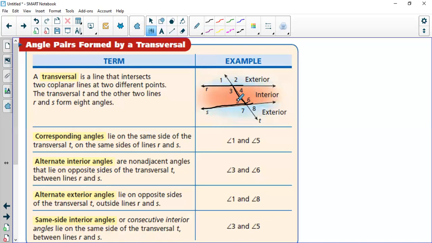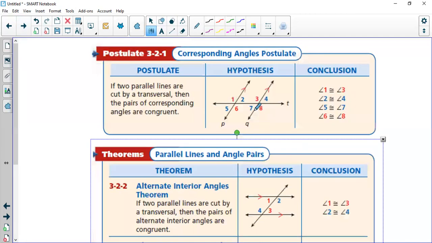What's special about both of them? If you add both these angles, they must add up to 180 degrees. This is the speciality of the same-sided interior angles. Other than that, corresponding angles are equal, all alternate interior angles are equal, and all alternate exterior angles are equal. So let's see, in today's lesson, you have to learn something about theorems and postulates.